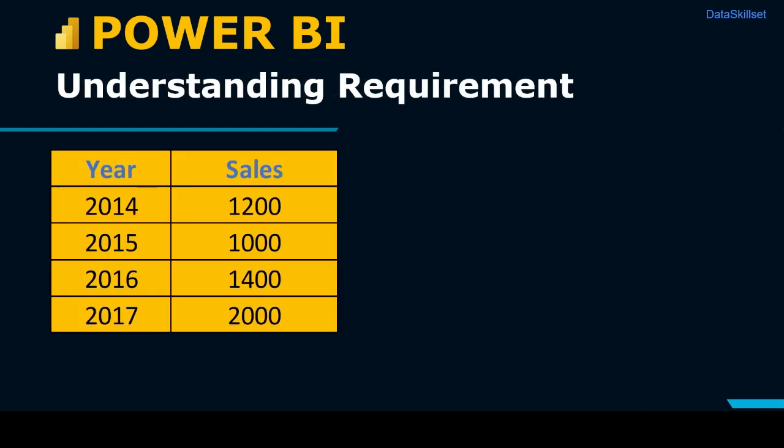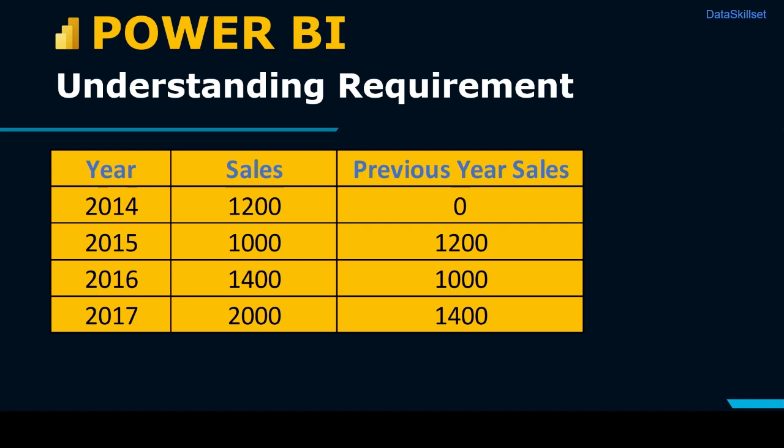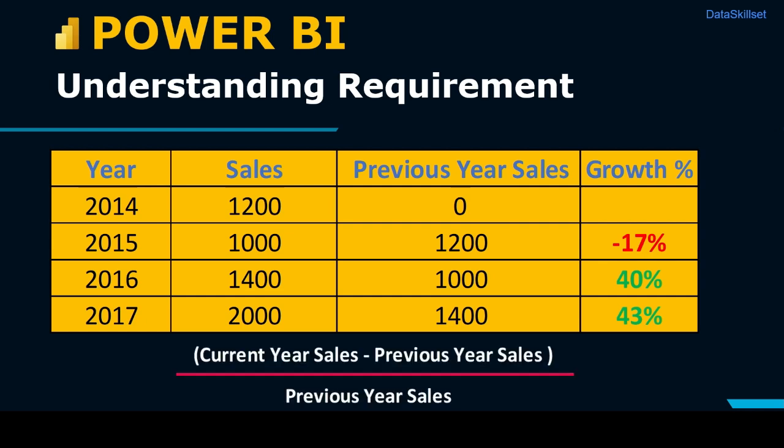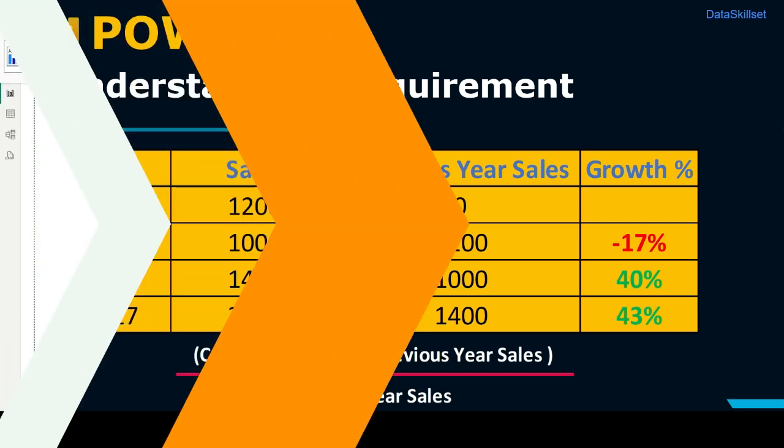But before actually going into Power BI and solving this question, let's understand the requirement in a tabular format. Here you can see I have year-wise sales, then previous year sales, and finally the growth percentage. My dataset starts from 2014, so obviously there will be no previous year sales, and in the subsequent years we have previous year sales. The growth percentage is calculated using this formula: current year sales minus previous year sales, divided by previous year sales. So let us now go to Power BI and actually solve this question.